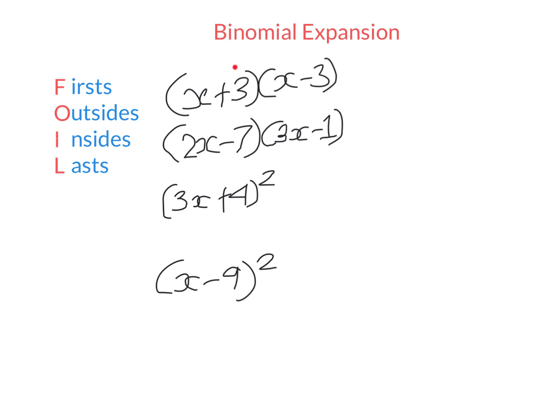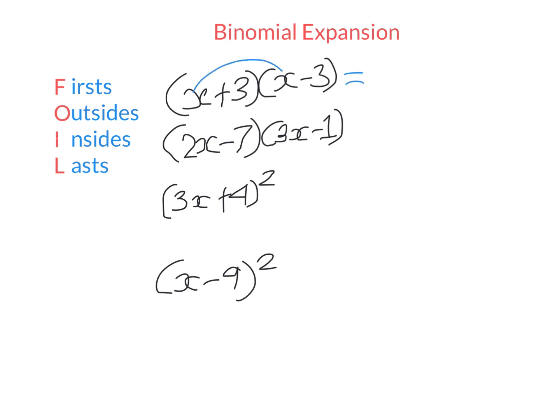When we're expanding brackets like this, the idea is you have to times everything in the first bracket by everything in the second bracket. You have to times x by each of these. You have to times 3 by each of these. So again, FOIL just lets you keep track of what you've multiplied by what.